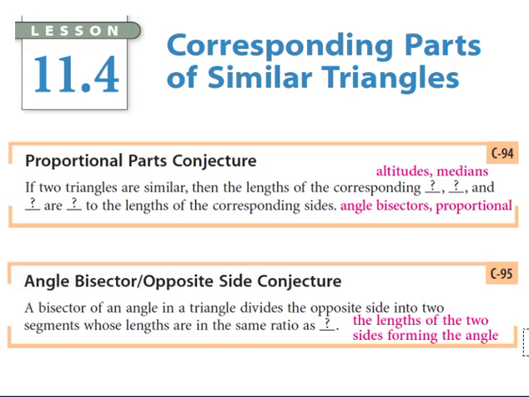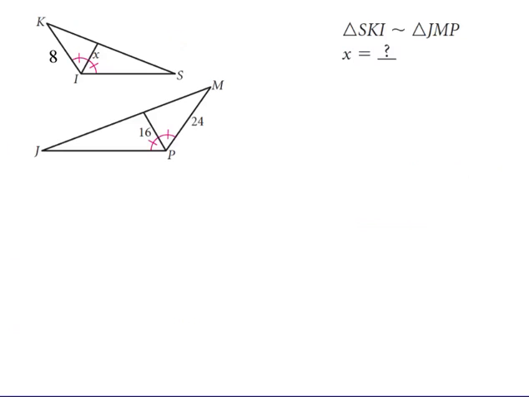Yeah, we'll go back for those of you that don't quite have it down. So let's go ahead and look at this example here. If we look at what we're given in the problem, this is what you're going to want to start with right away. You're going to want to start with that similarity statement because that's going to tell you what sides are in proportion to what side. And if you notice it says triangle SKI is similar to triangle JMP.